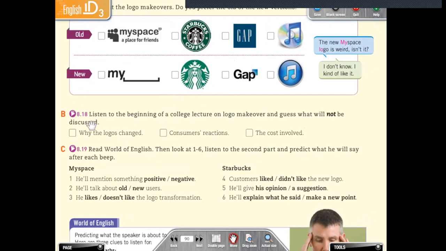So you have to predict, but we're not going to predict anything. After the beep, you have to circle the best response. You can do it before, you can do it after. The idea is that you pay attention to what they're saying. The guy is talking about MySpace and Starbucks logos, and he gives his opinion about it. Now we're going to listen to every conversation and every lecture twice.